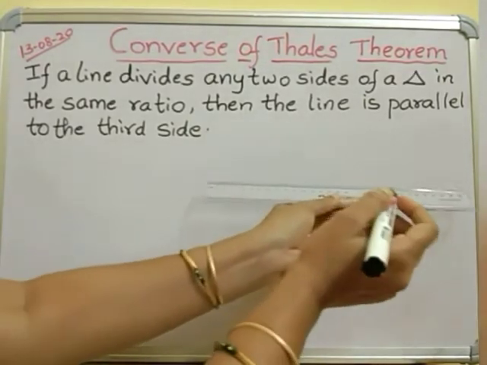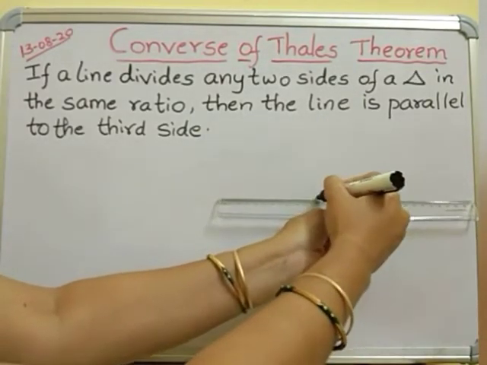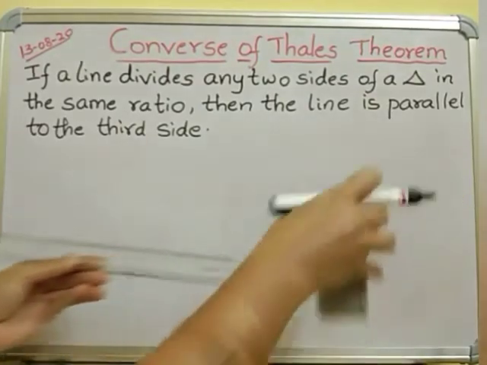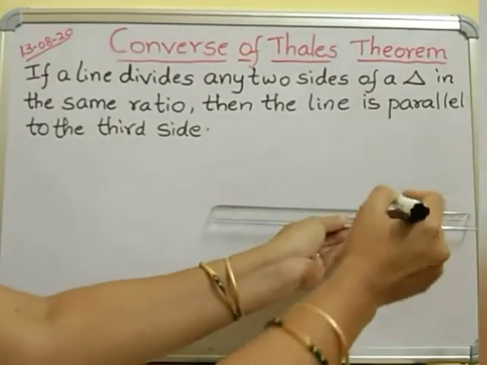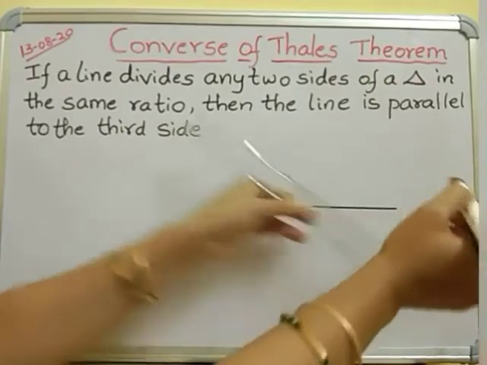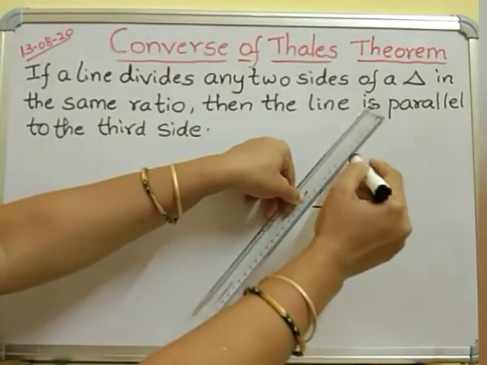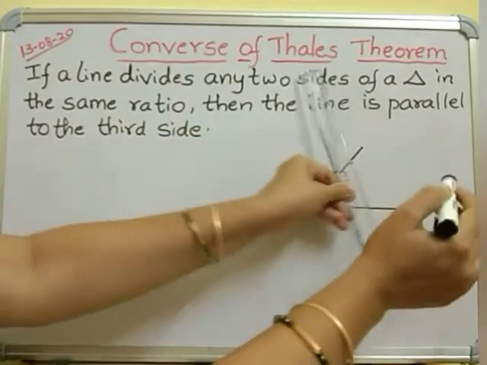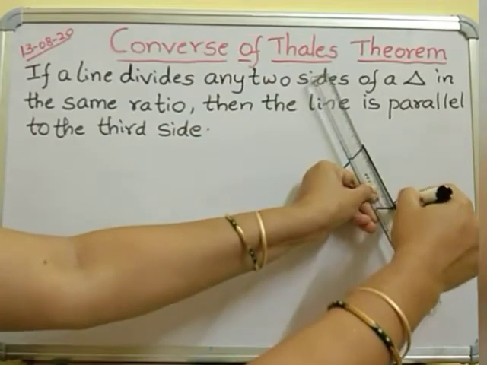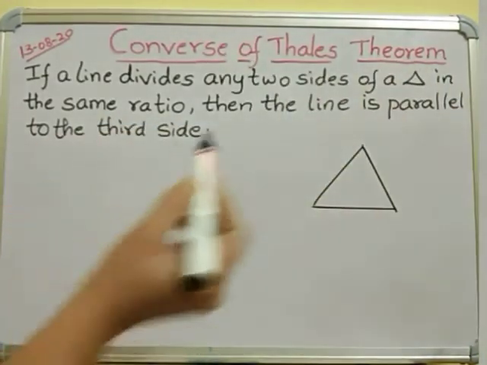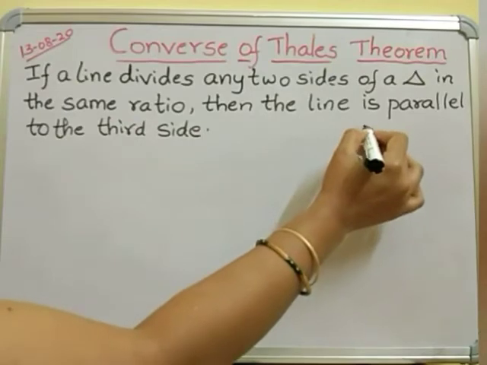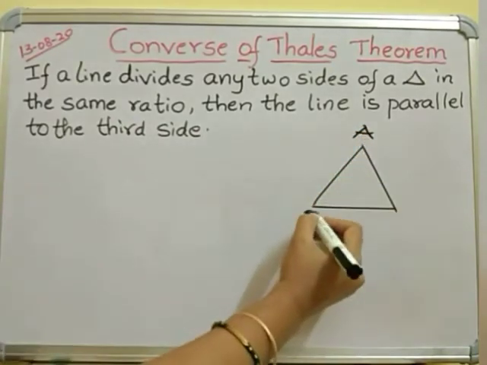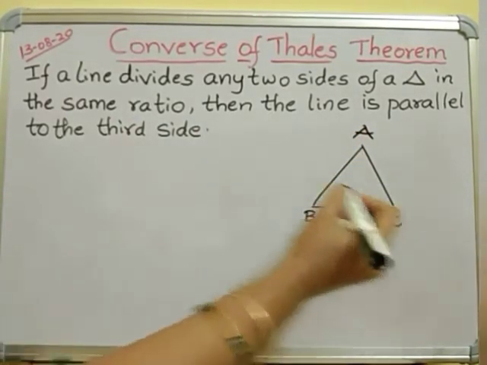So what is given? In a triangle. So I am going to draw a triangle. So let us draw triangle A, B, C. So I will name it as A, B, C.